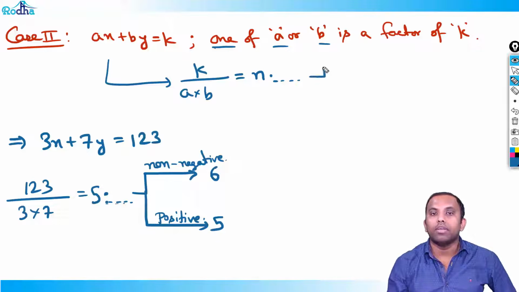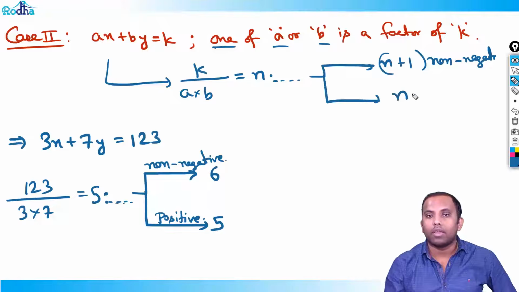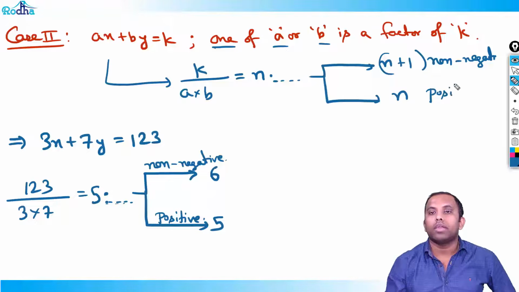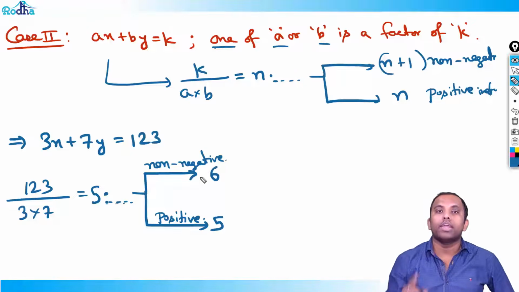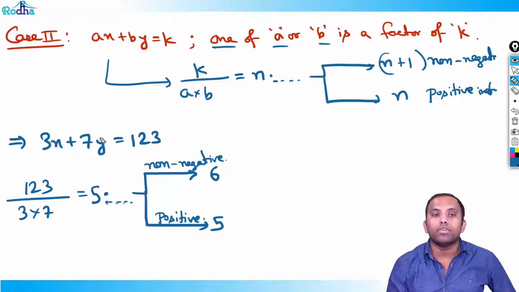So if it is n point something, then non-negative will be n plus 1 non-negative integral solutions, and positive will be n positive integral solutions, right? So you can see why there is a difference of 1, one case we are not counting. Since only one of them is a factor of 123, one case will be when x is equal to 41 and y is equal to 0. That means 41 comma 0, right?